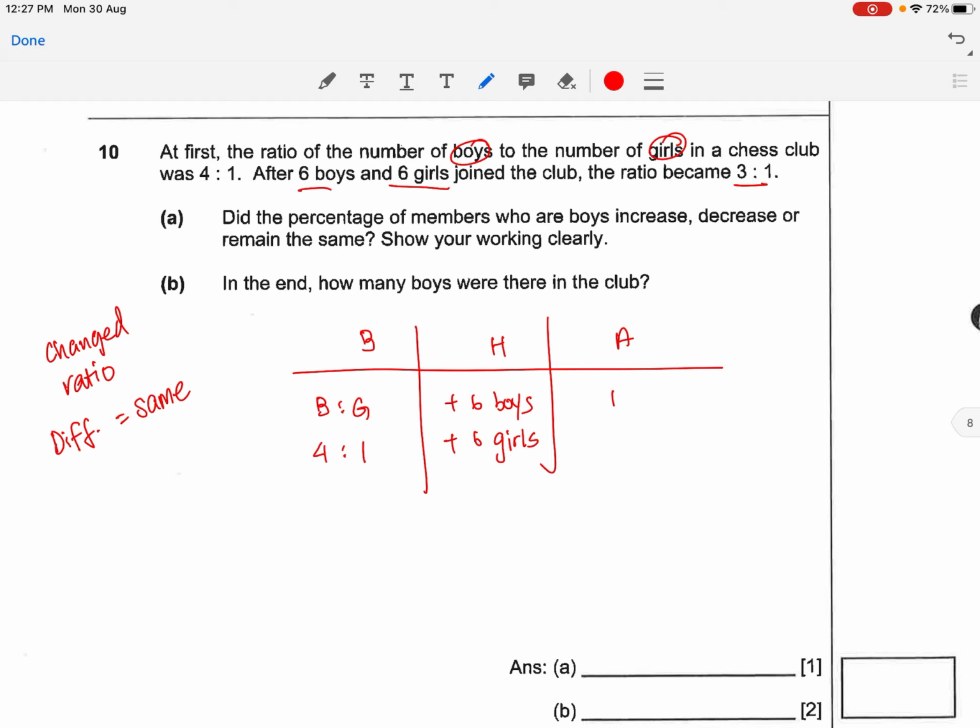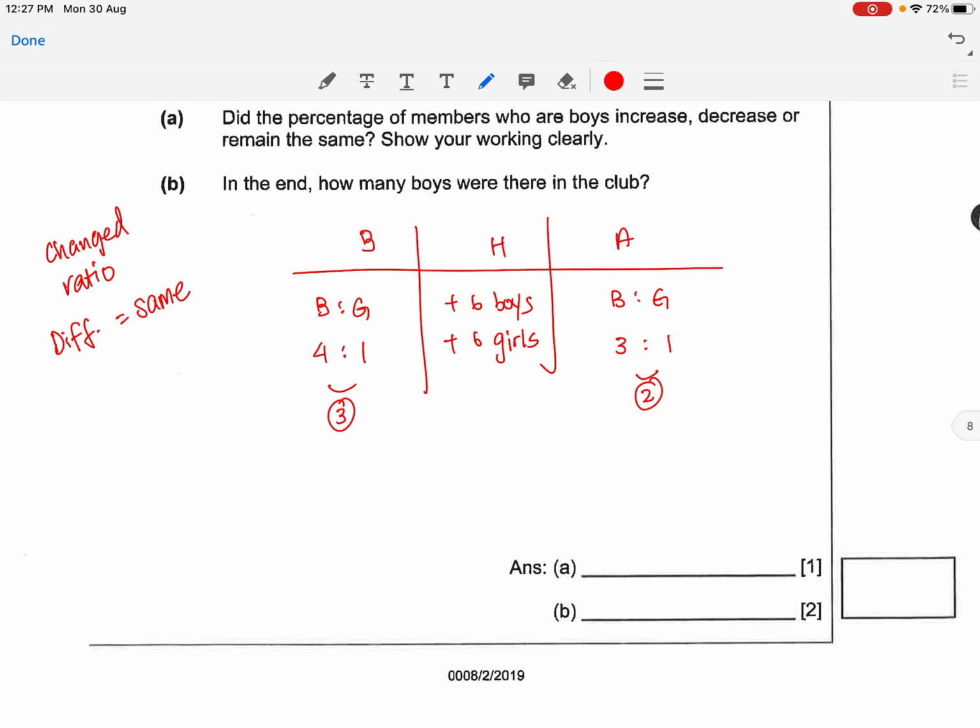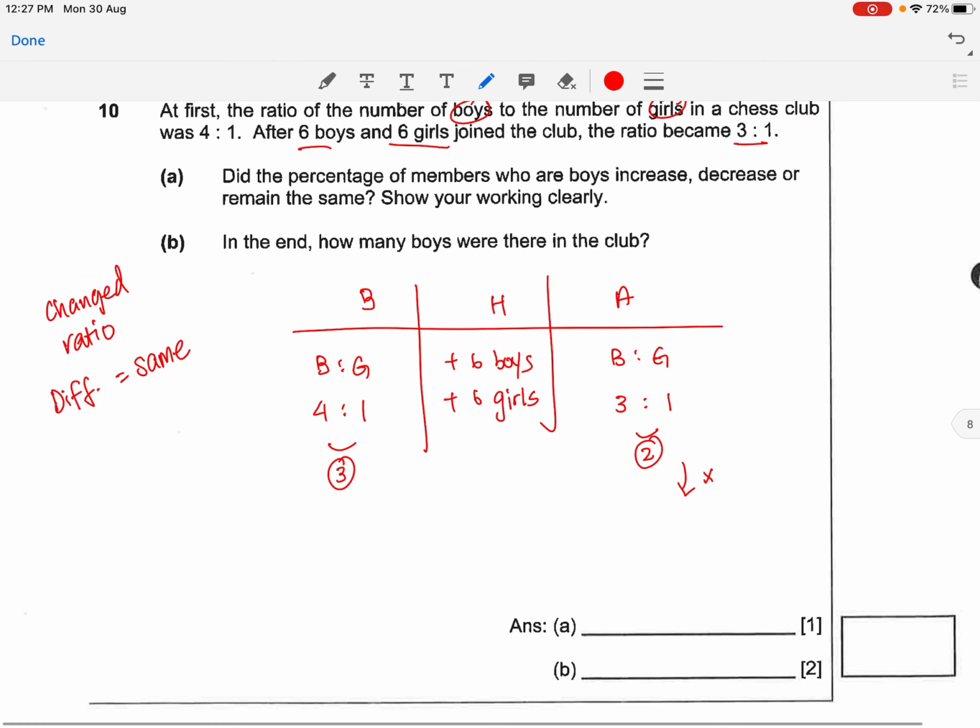After ratio, the boys to girls became 3:1. So the difference here will be 3. The difference here will be 2. So in order to make the difference the same, you will have to times. You have to times 3, times 3, times 2, times 2. You will get 8:2. Over here, you will get 6 times 3, 9:2. Oh, no, wait. Times 2. Oh, yes. Times 2, times 3, 9:3.